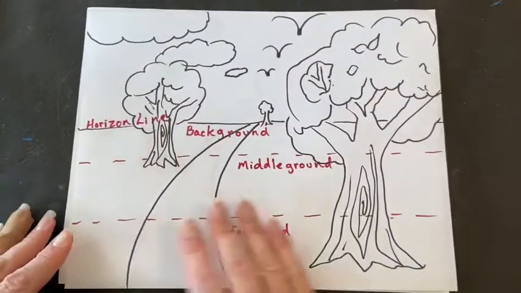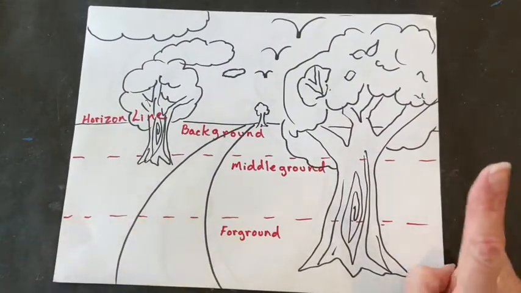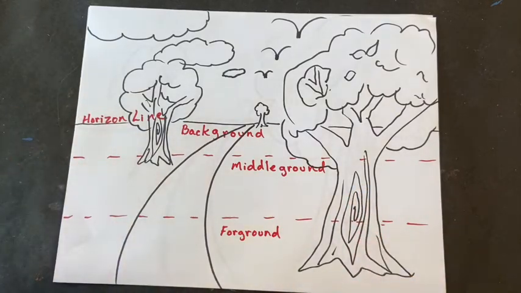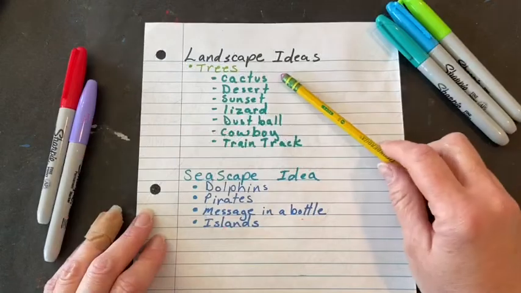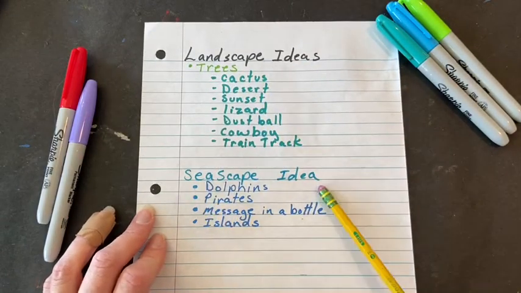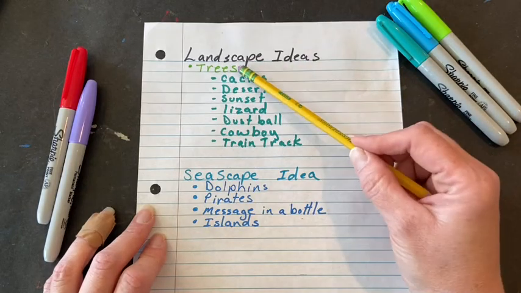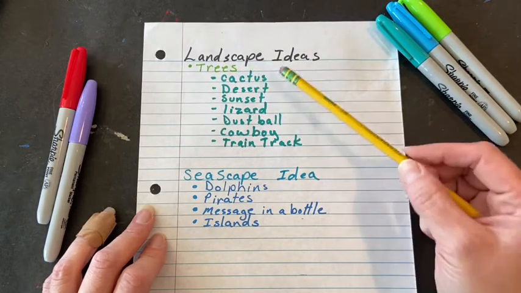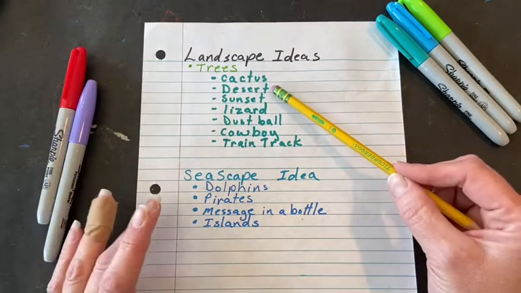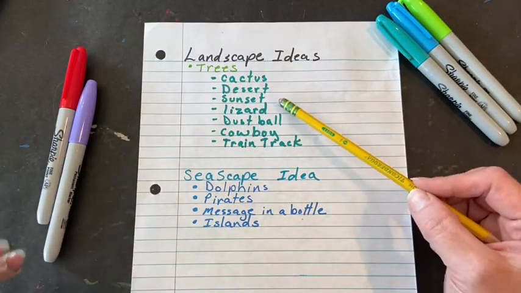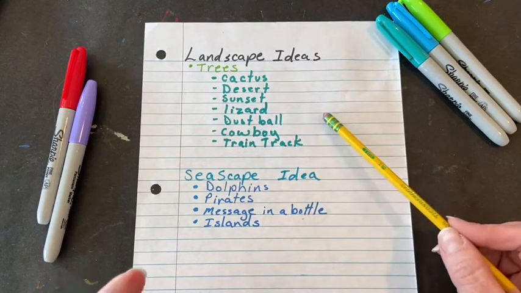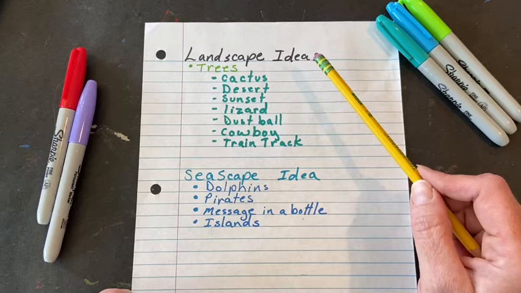So once again, you want to create at least one object getting smaller with a horizon line, foreground, middle ground, and background. Before I start, what am I going to do? Am I going to do a landscape or a seascape? Landscape, I saw trees, but there are different kinds of trees. What if I went with cactuses? What if I went with a whole different scene, a desert or a sunset, and then a lizard and a dust ball and a cowboy and a train track? Add all this in, but I still have to have one thing repeated 3 times.